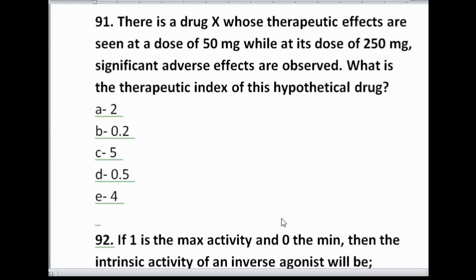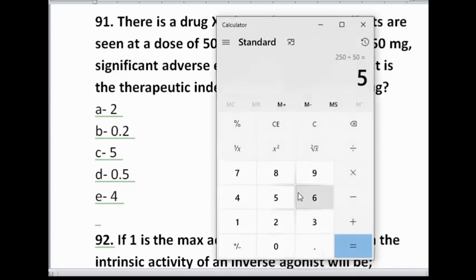Actually, we know the formula of therapeutic index, which is equal to toxic dose divided by therapeutic dose. So in this case the toxic dose is 250 mg while the therapeutic dose is 50 mg. So by dividing the toxic dose by effective dose we will get, so let's use the calculator. Here the toxic dose is 250. Now we will divide it by the therapeutic dose, which is 50.